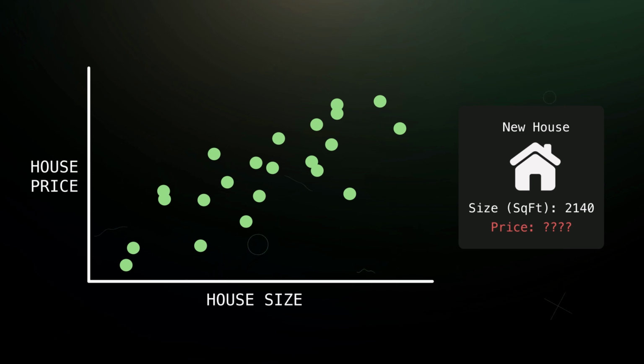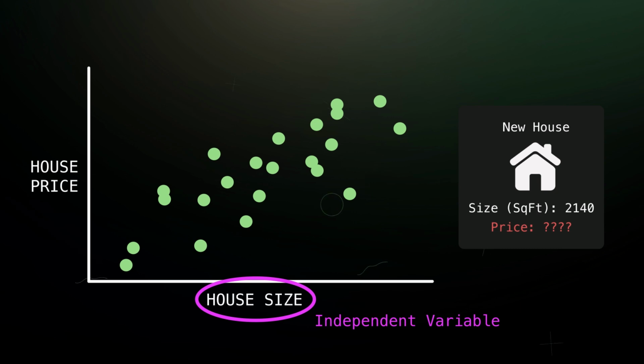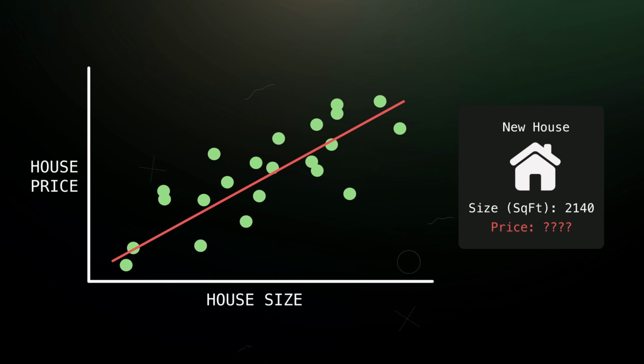In this case, the house sizes in our data would be called the independent variable, which is a variable we use to make a prediction. And the house prices in our data would be the dependent variable, which is what we're trying to predict. So what we use a simple linear regression to do is to draw a straight line through the data that enables us to make our informed predictions.